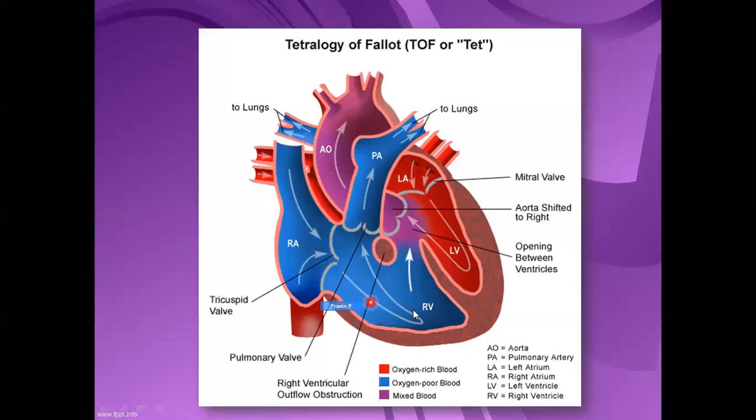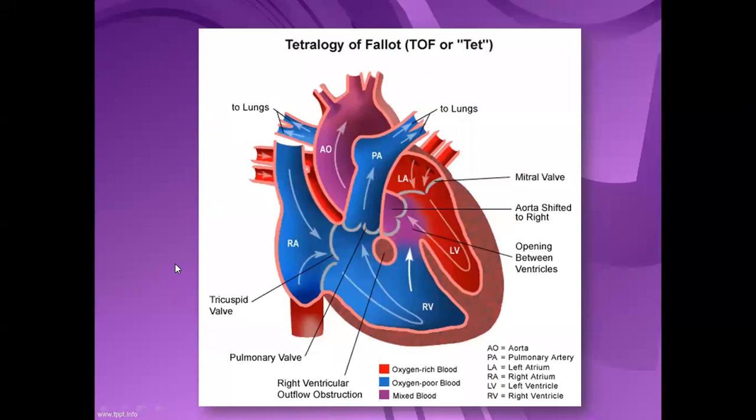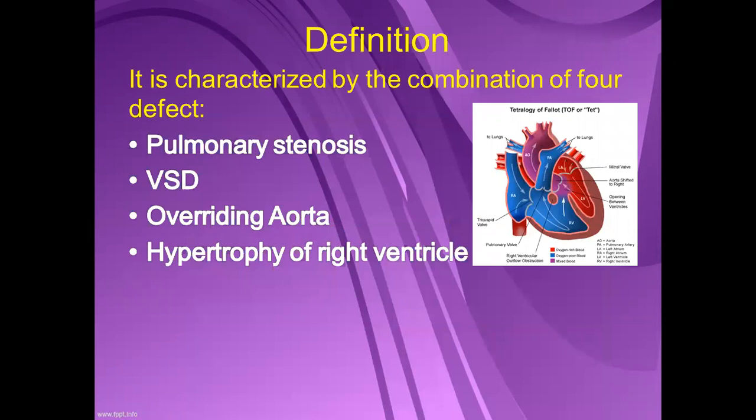Okay, so this is about tetralogy of Fallot. These are the four disease conditions. So tetralogy of Fallot, which carries four defects, that is pulmonary stenosis, ventricular septal defect, overriding of aorta, hypertrophy of right ventricle. So what are the causes?